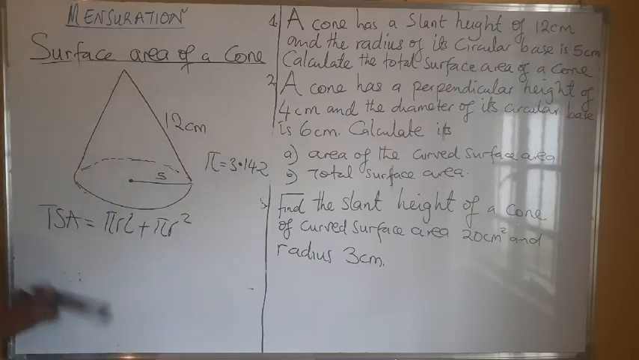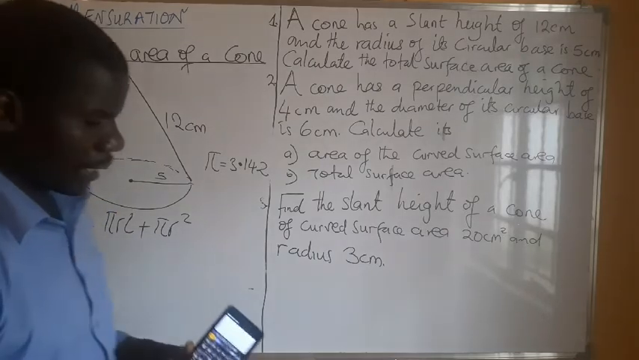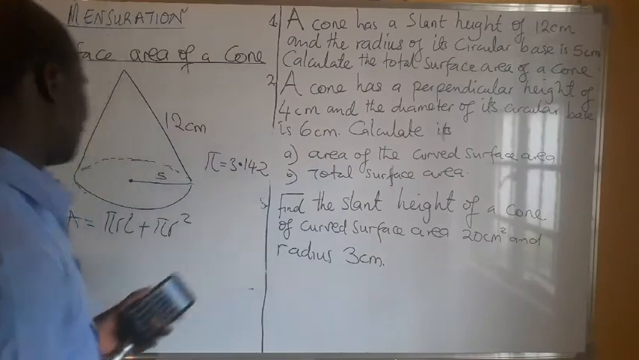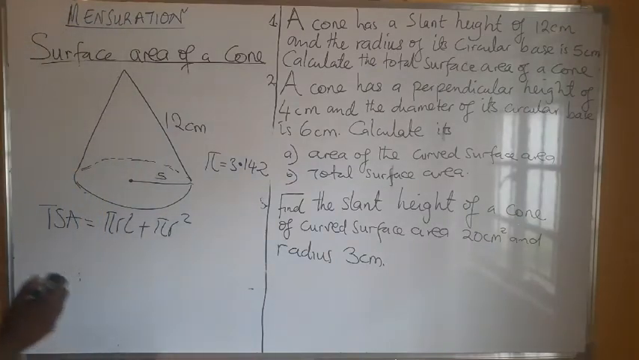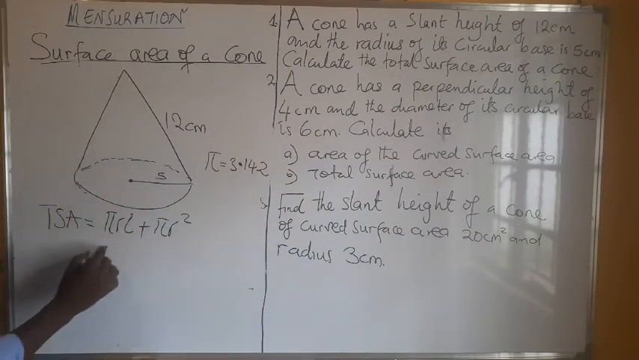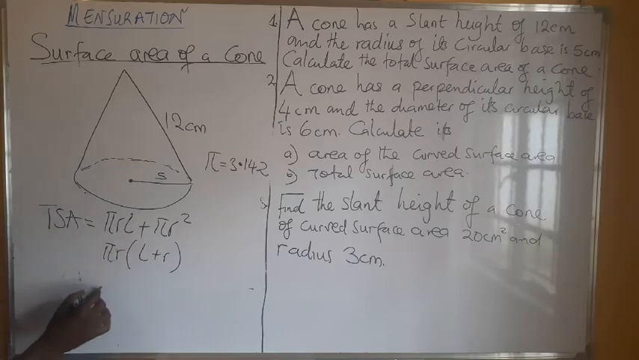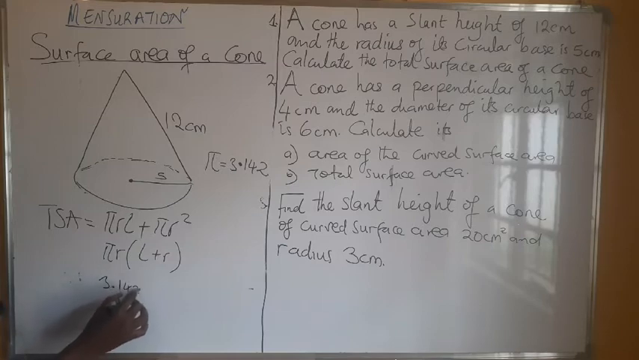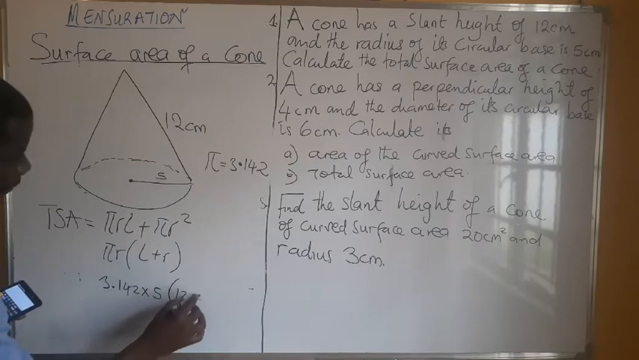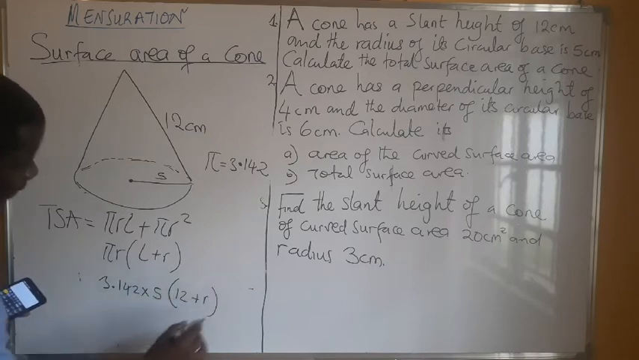In most cases, these questions do come in paper 2, so we can use a calculator and work it out. Either way, if we want, we can as well factorize this, and then you say we have plus, then see whichever we're going to use. So let's go with 3.142 multiplied by r, which is 5, open brackets. We have what? The slant height is 12 plus r.